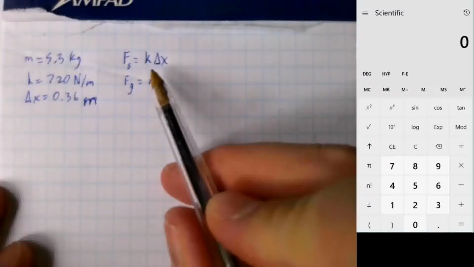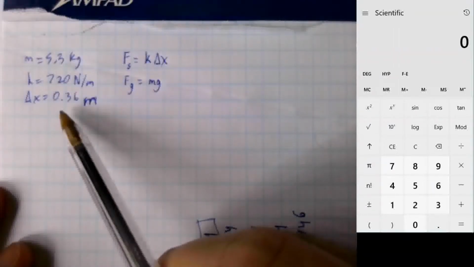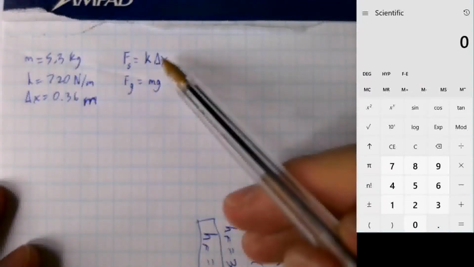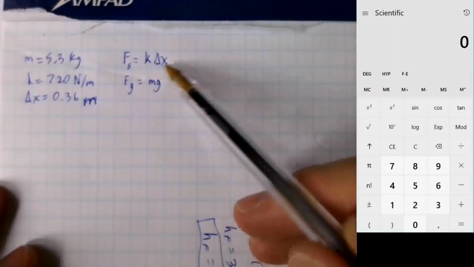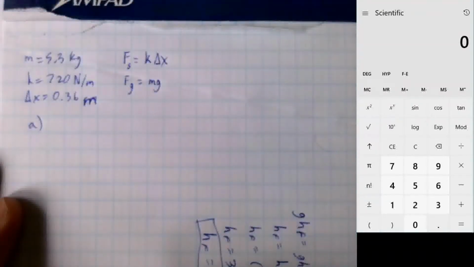So for both of these problems, A and B, we have the same givens, except our x is treated in a different direction. But our spring force is k delta x, and our force of gravity stays the same for both. So let's look at the first case, A, where our delta x is positive because it's being compressed. F equals k, which is 720. I should say this is F net.